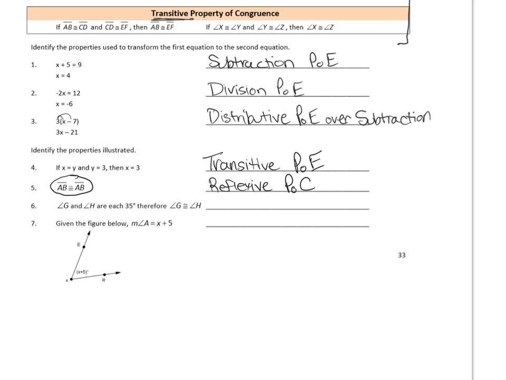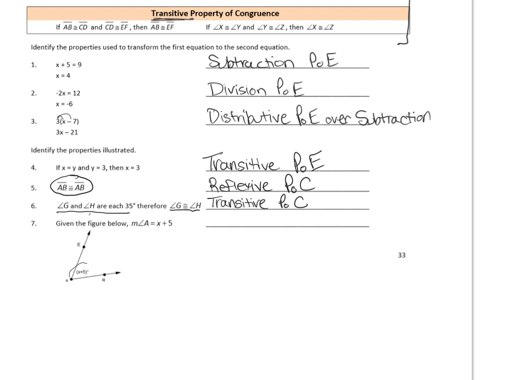Okay, and then 6, I have G and H are each 35 degrees, therefore G is congruent to H. This is the transitive property of congruence because two things are equal to the same thing, therefore they're equal to each other, therefore they're congruent to each other.